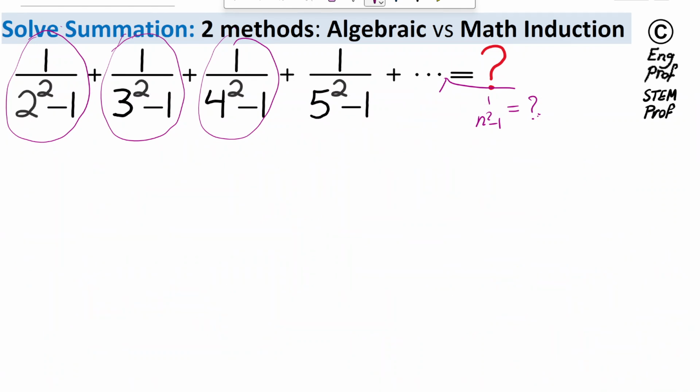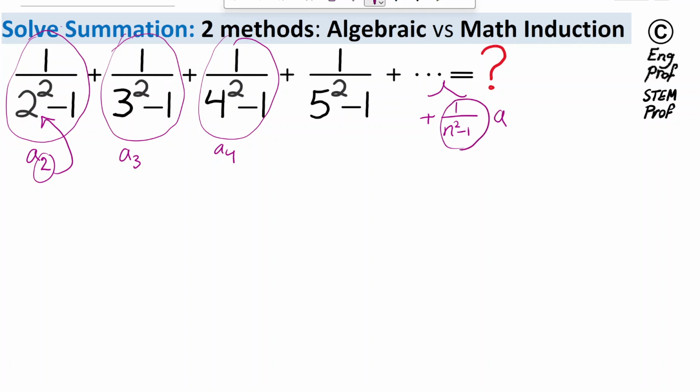For that purpose, just focus on the terms of the summation. For example, we have a2, so index 2 refers to 2 to the power 2 in the denominator, and we have a3, a4, and so on. And let's go up to the nth term, dealing with the finite version of this summation. So 1 over n squared minus 1 would be the nth term of this summation, so that's index n.